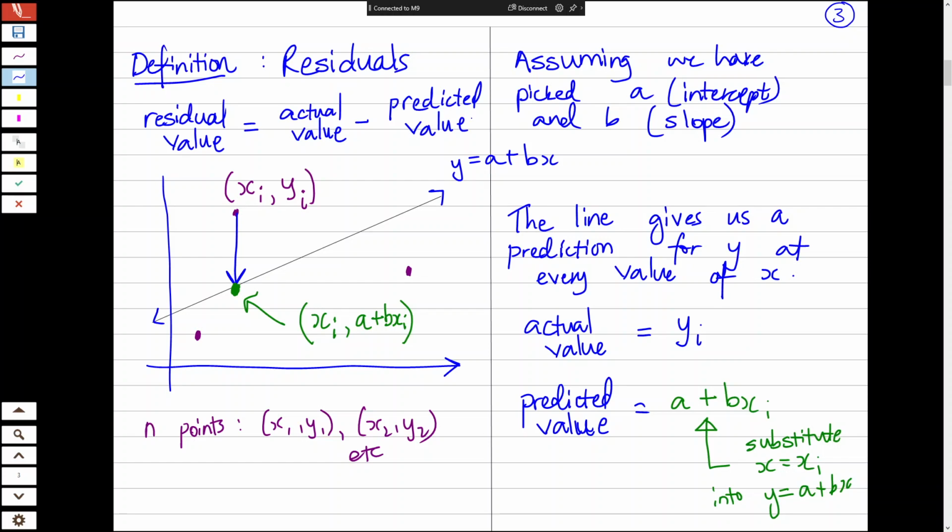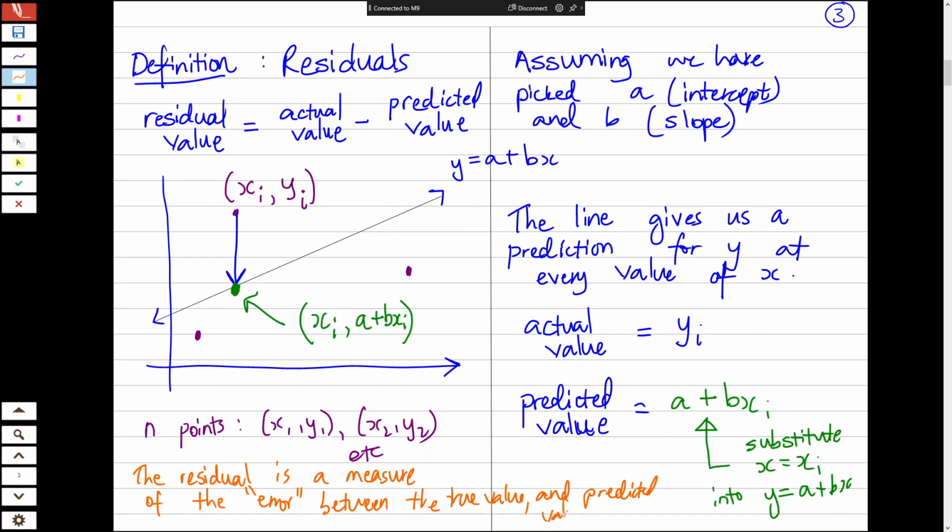Right? So I'm going to write something in words for you here. The residual is a measure of what we will call the error between the true value and predicted value at a point.